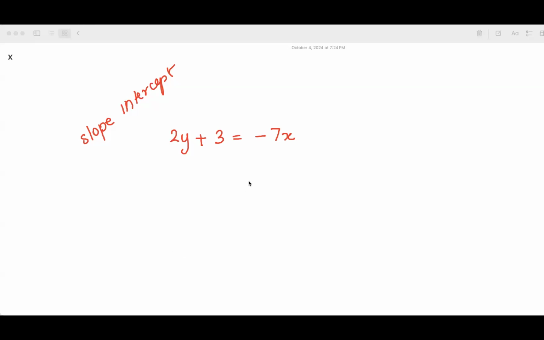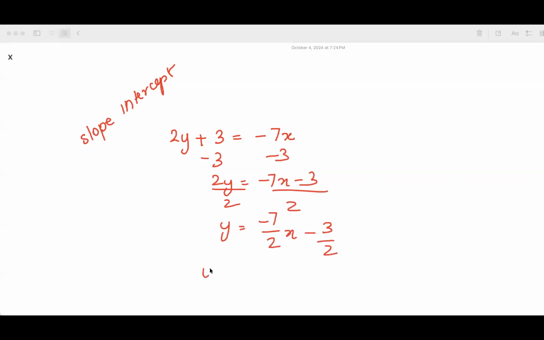So to find the slope, you isolate y. Let me show you. You isolate y: minus 3, it becomes 2y equal to minus 7x minus 3. Divide by 2, divide by 2. Y will be equal to minus 7 by 2x minus 3 by 2. Now compare this with y equal to mx plus b. M is your slope. Slope is just this.